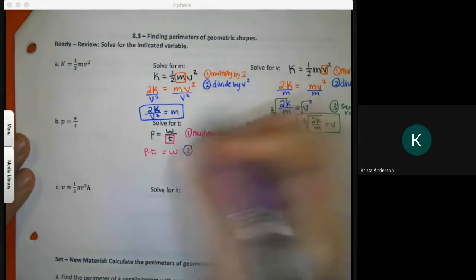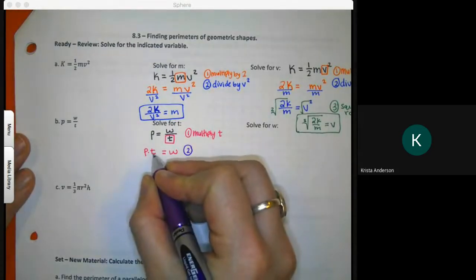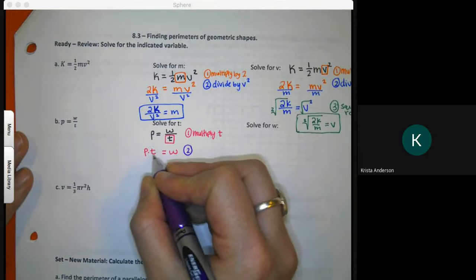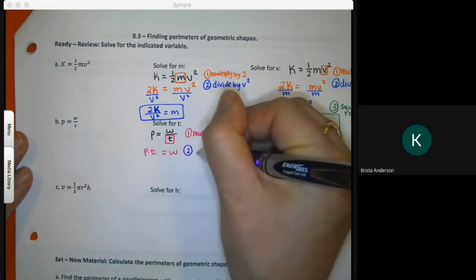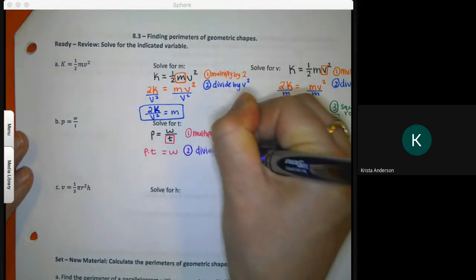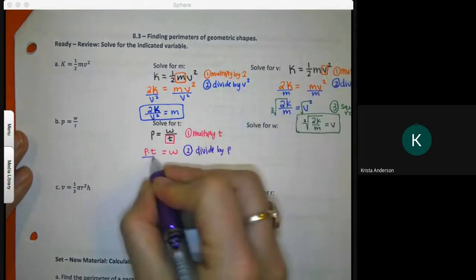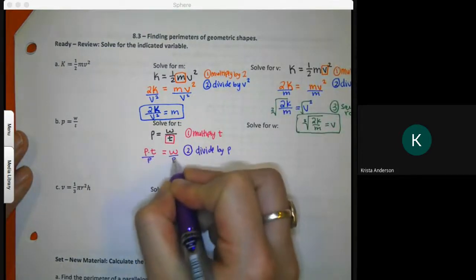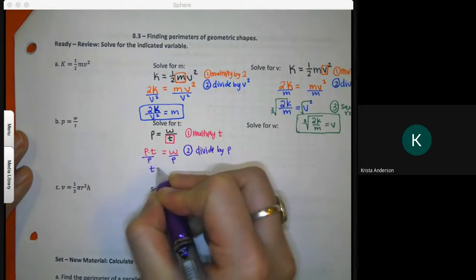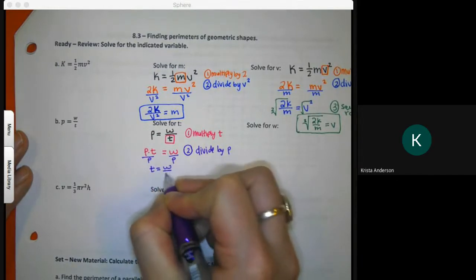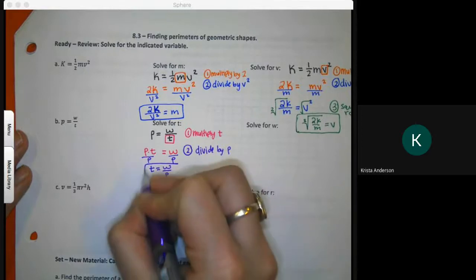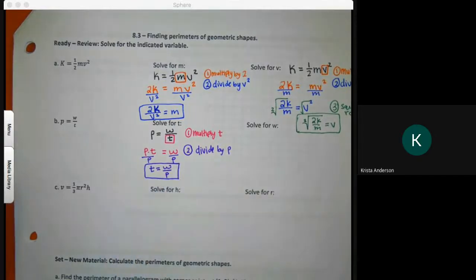T is almost alone. I now need to get T by itself by dividing by the P. Looks like they switched places. T's alone.